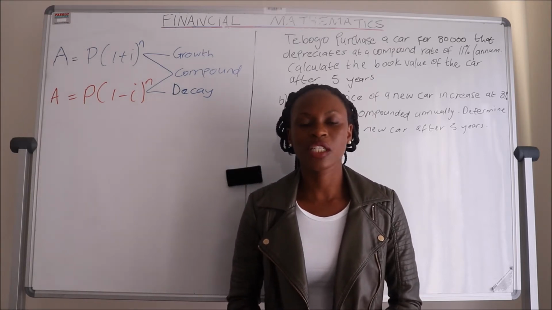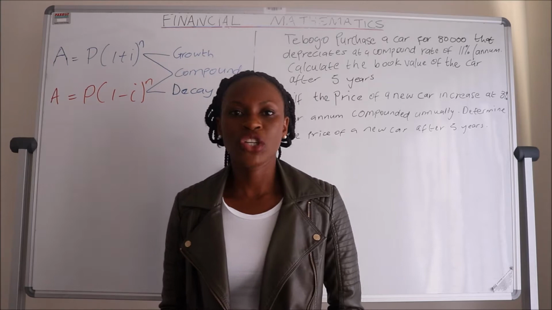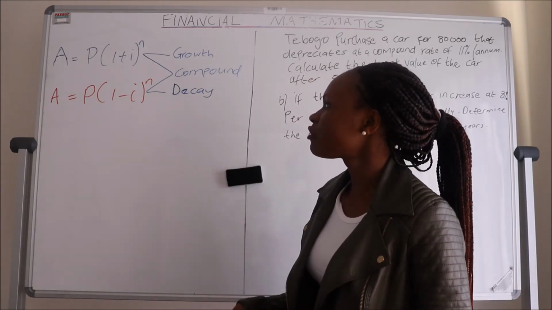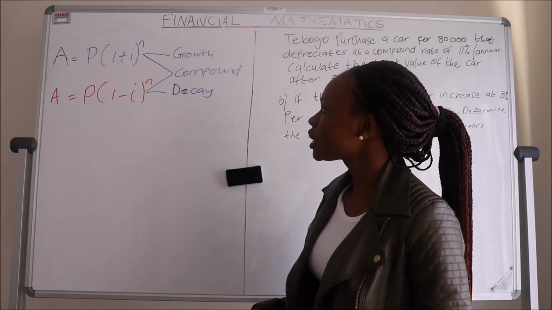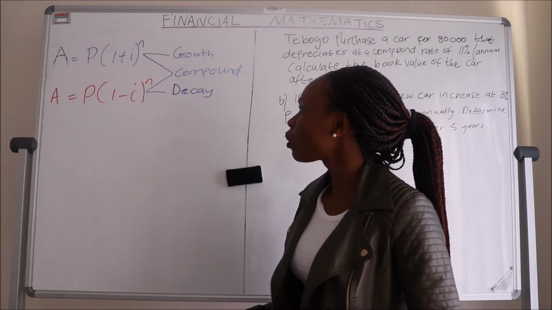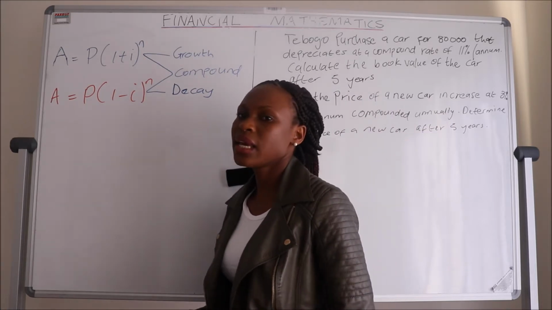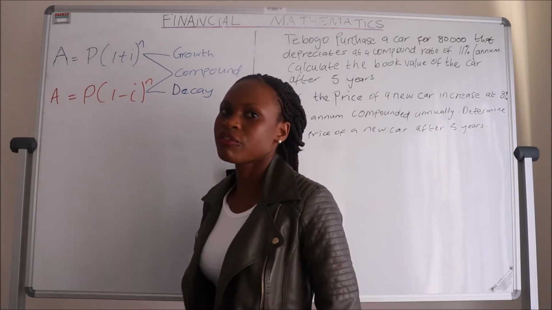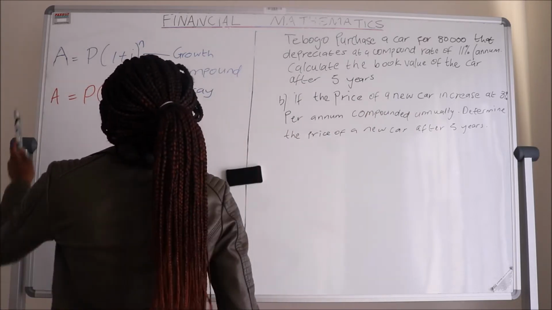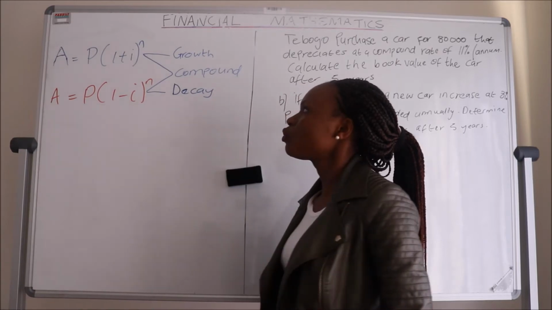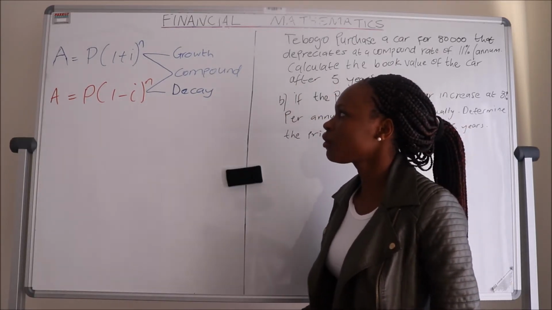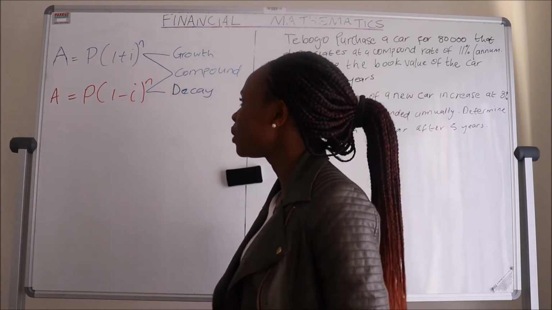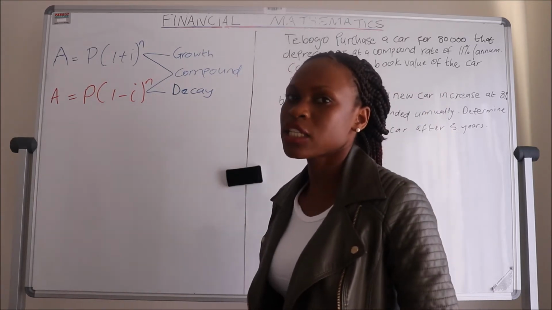As I've already mentioned, we'll be doing the compound growth and decay. In the compound growth and decay, we have two equations, of which the first one written in blue is for the compound growth, and the second one, written in red, is for the compound decay method of solving financial problems. The first one is A equals P into (1 plus i) to the exponent of n. And the second one, for the compound decay, is A equals P into (1 minus i) to the exponent of n.